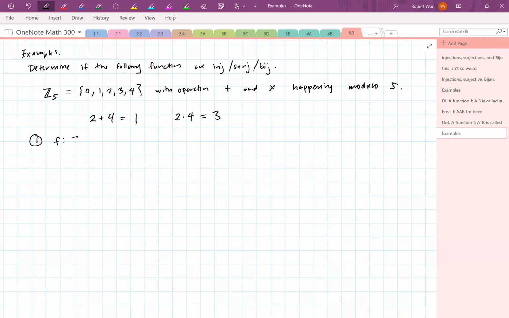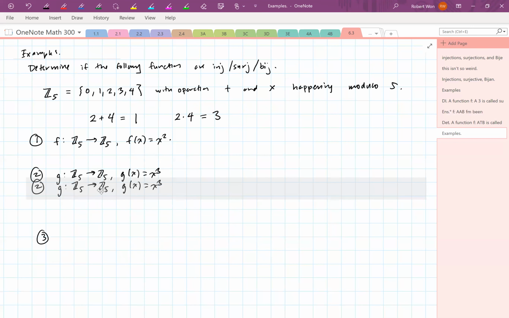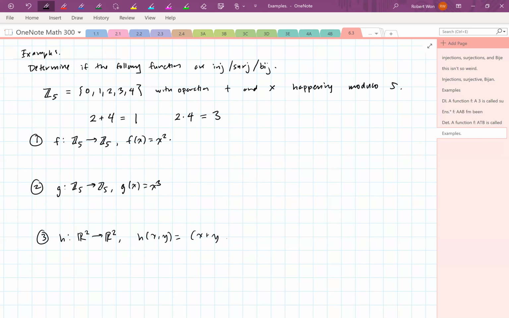Okay, so let's define some functions. Let's take a function f from Z5 to Z5, given by f of x equals x squared, and a function g from Z5 to Z5, given by g of x equals x cubed. And then, let's get back to reality, as Eminem would say. Let's take a function from R squared to R squared given by h of xy equals x plus y, x minus y.